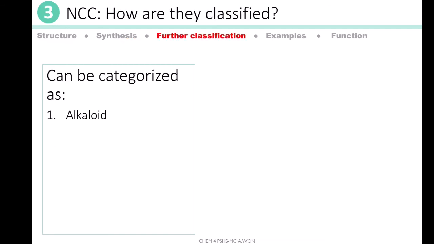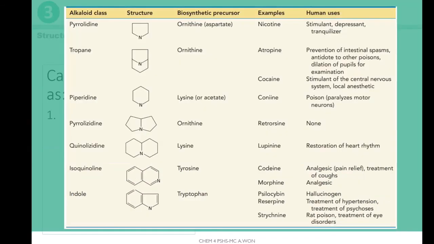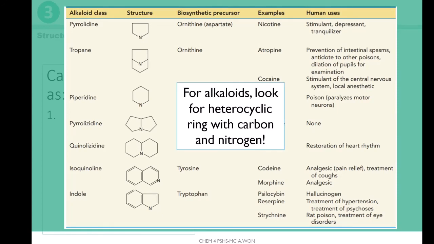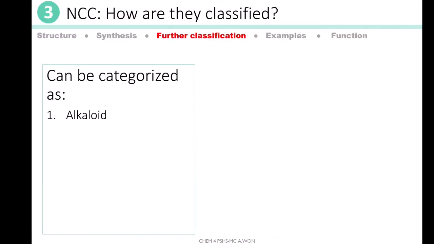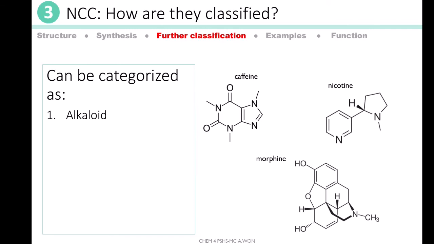Now, how are the nitrogen-containing compounds classified? Well, first is an alkaloid. So alkaloids can have a lot of subcategories, but one thing is common in them. They have a heterocyclic ring with both carbon and nitrogen atoms. Examples are caffeine, nicotine, and morphine.